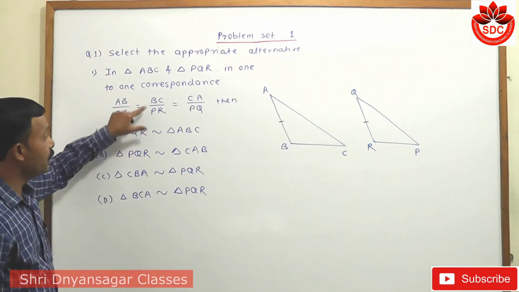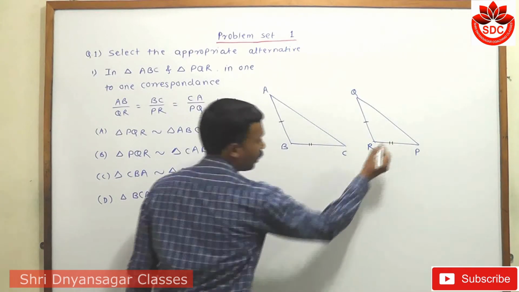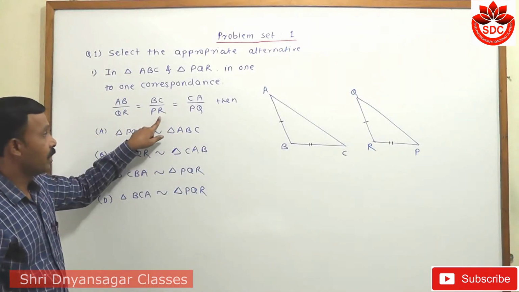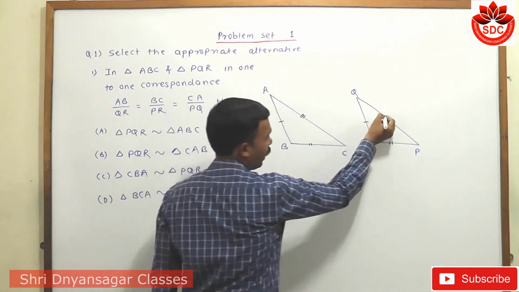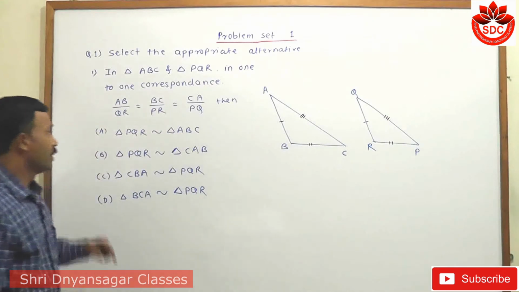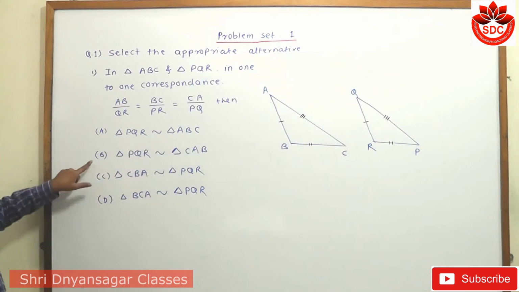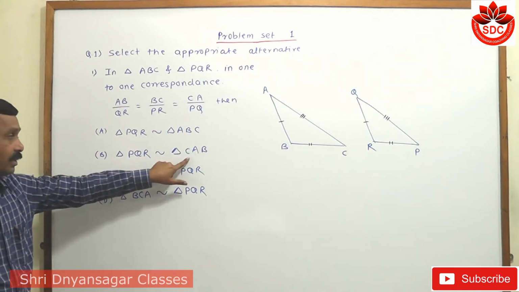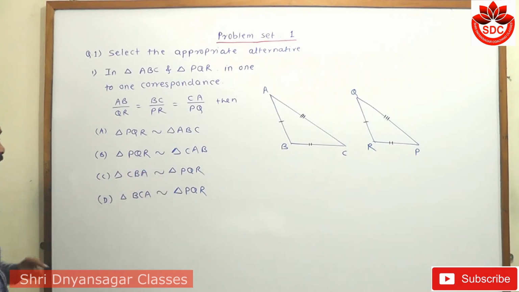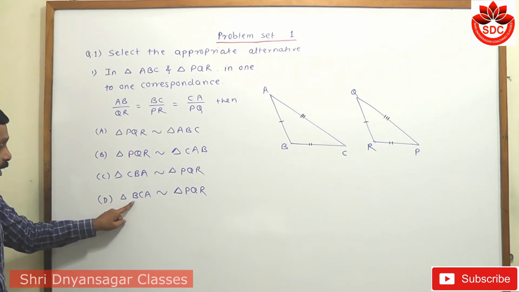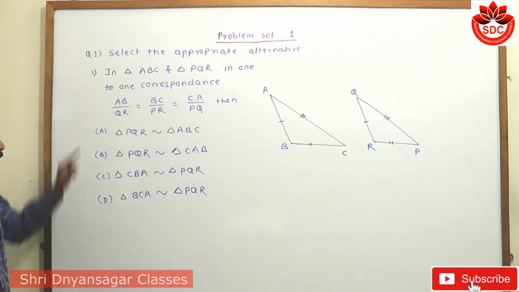Then second, BC upon PR. Suppose that this BC I have to show by two identical marks with PR. Then third one is CA upon PQ. CA show by 3 identical marks. Okay. Then the options are A. Triangle PQR is similar with triangle ABC. B. Triangle PQR is similar with triangle CAB. C. Triangle CBA is similar with triangle PQR. And D. Triangle BCA is similar with triangle PQR. We have to choose here the correct alternative out of these 4.